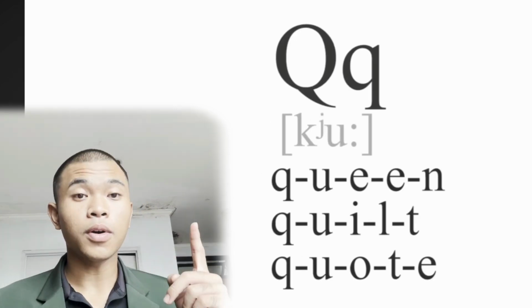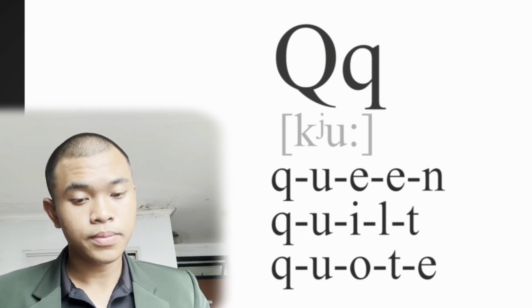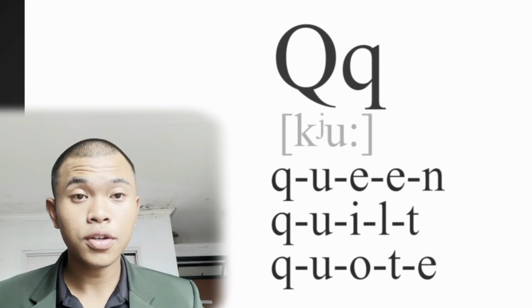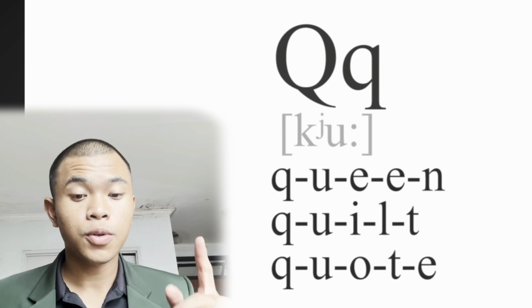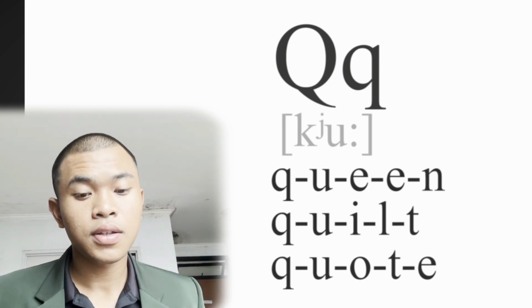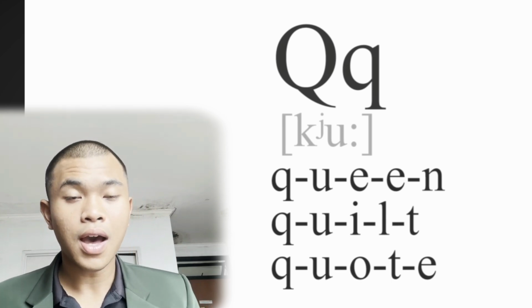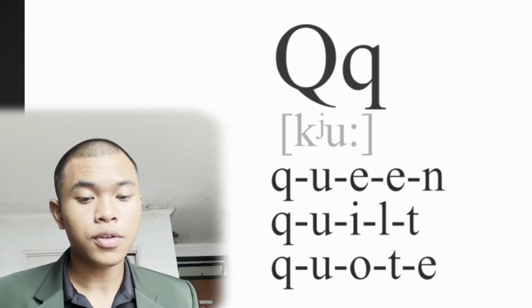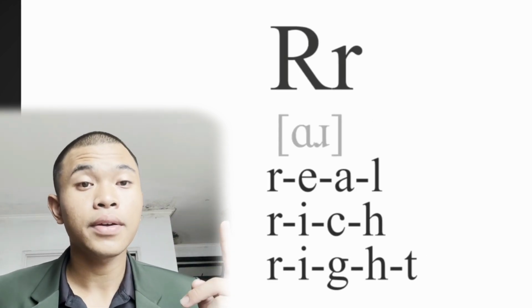Big one, it sounds like Q. The small one, it sounds like K. The IPA pronunciation, it sounds like Q. The example of word: queen, Q, U, E, E, N. Quilt, Q, U, I, L, T. Quote, Q, U, O, T, E.